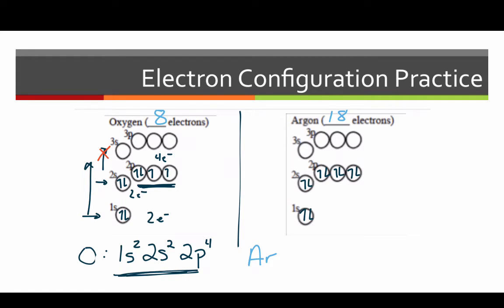Now if I just want to take a quick count here, I've used 2, 2, and 6 electrons. We're at 10 total electrons. We're not at the 18 that we want right now. So now I get to move on to the third energy level. And we're going to follow the same rules. So I go with 3s, and I fill it in. And now I move on to the 3p, and I'm going to fill it in until I get to 18.